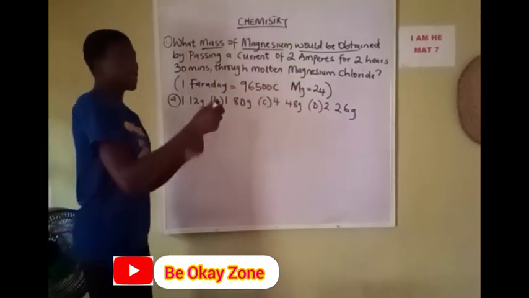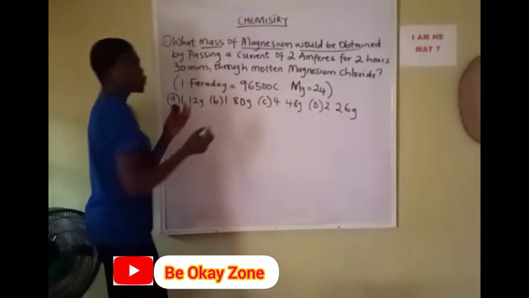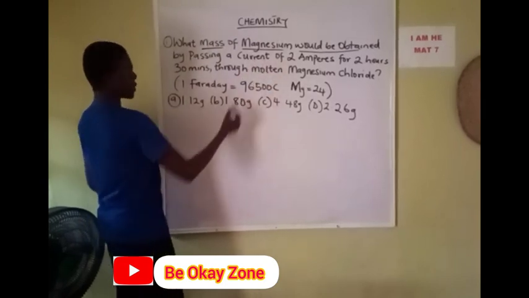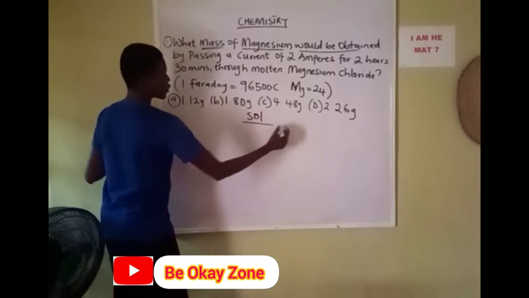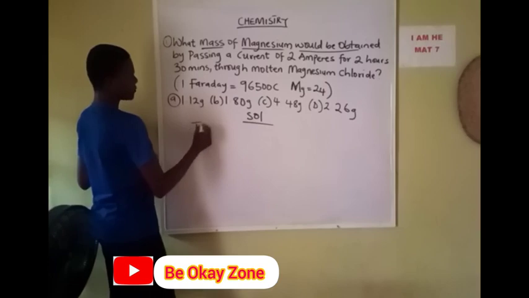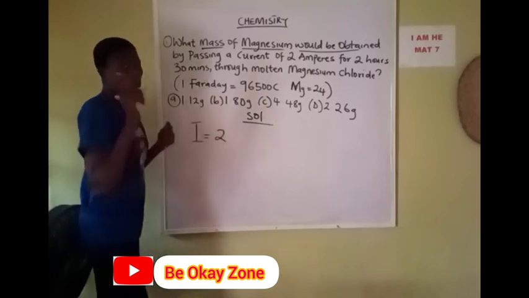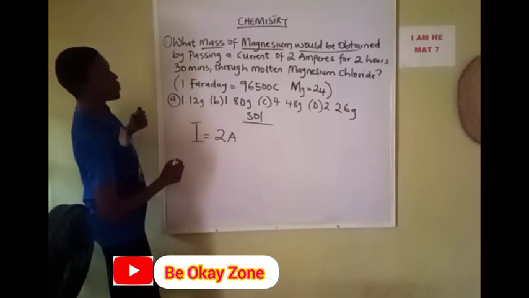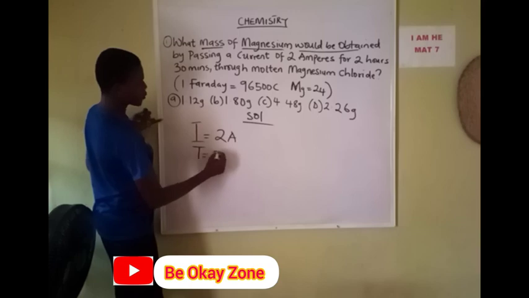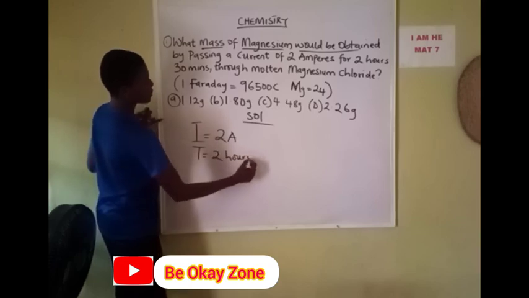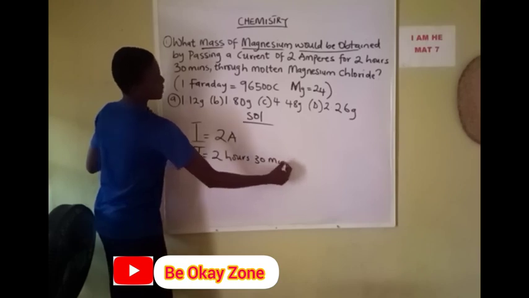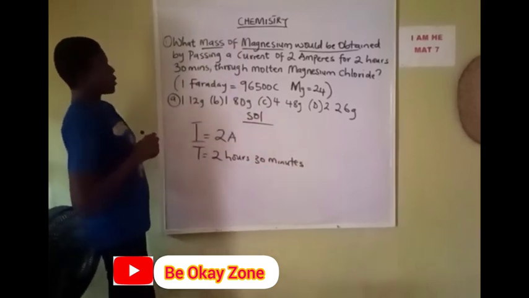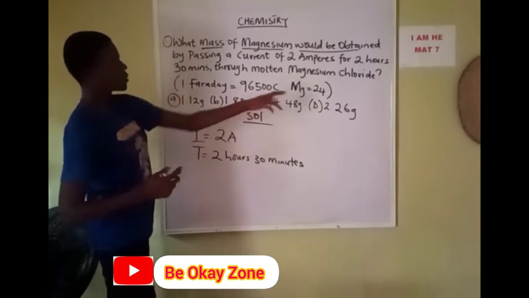Now what do we do first of all? Like I said, to solve a question like this, we need to identify the variables there. So we have current given to us, that's I, and note current is measured in amperes, so that's 2 amperes. Then we also have time given to us as what? 2 hours 30 minutes. And also we have Faraday, already given to us.